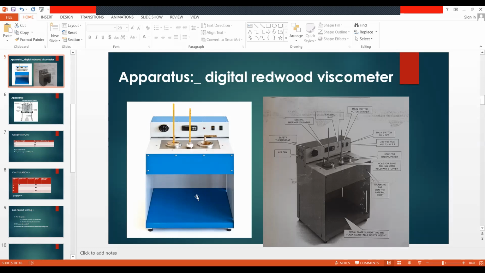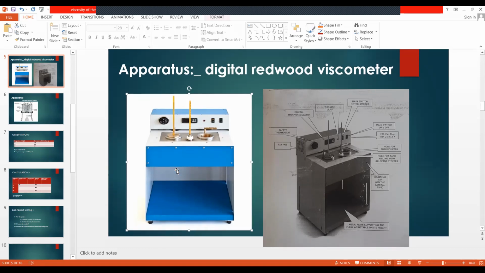When the sample reaches 50 milliliters, we stop it. At one temperature, we can measure the time to collect the 50 milliliter sample. Likewise, we do this for three different temperatures: 60, 70, 80, or 80, 90, 100, or 70, 80, 90, anything. Then we will have three different data sets, and using those data you can plot the graph.